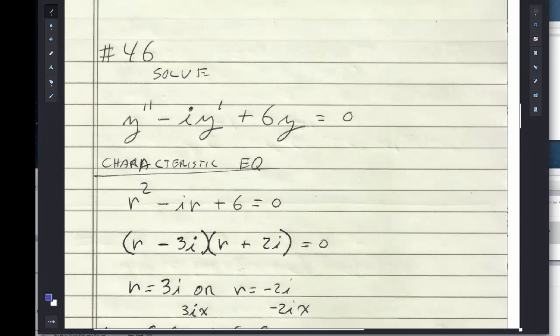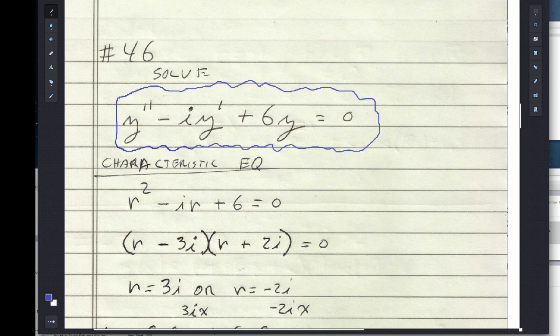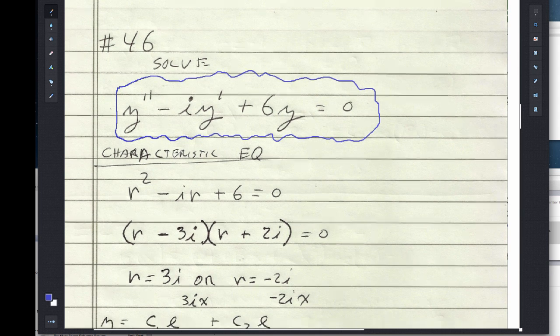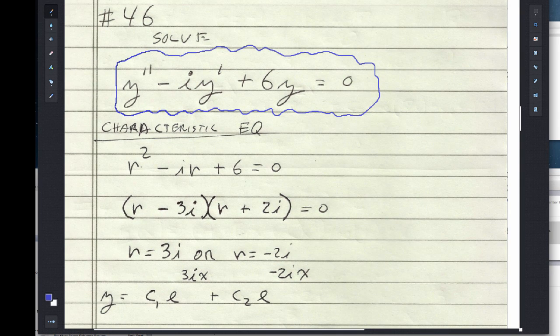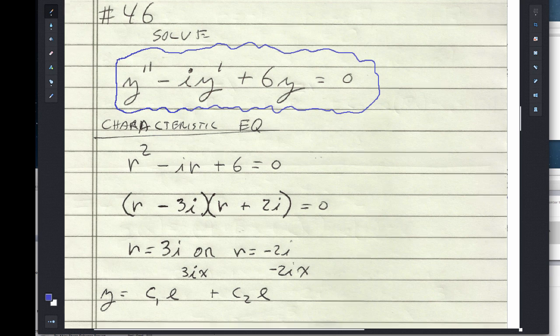Now, number 46, we have this very unusual situation where, and we won't be encountering this too often in the future, here we have a differential equation where we're allowing for complex coefficients. We have a coefficient of y prime here being minus i. So what we do is we follow the same sort of technique. The characteristic equation is given here, r squared minus ir plus 6 is 0.